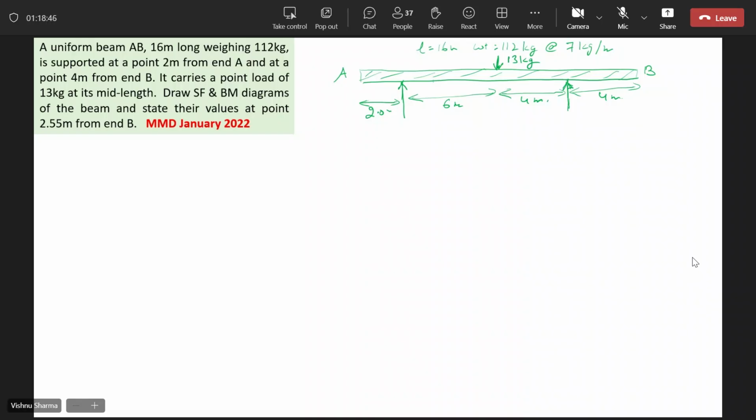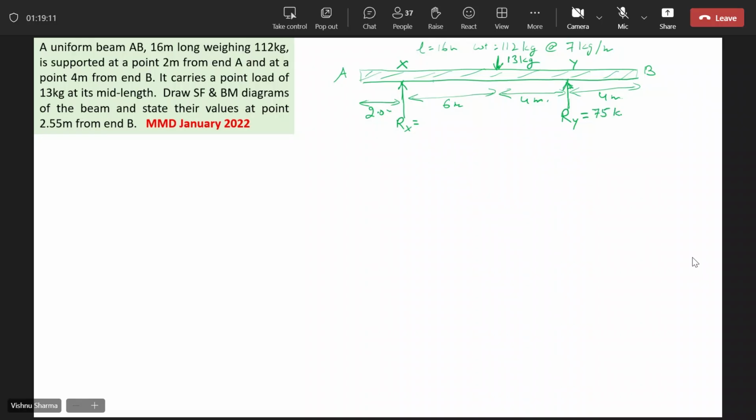Is this the diagram everybody has drawn, class? Yes, sir. Okay. Let's name these 2 points as X and Y for the sake of uniformity. Can you please calculate Rx and Ry and give me the values? Rx is 50 kgs, Ry is 75.